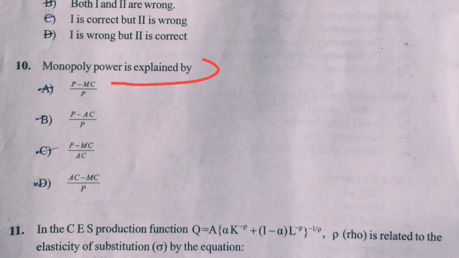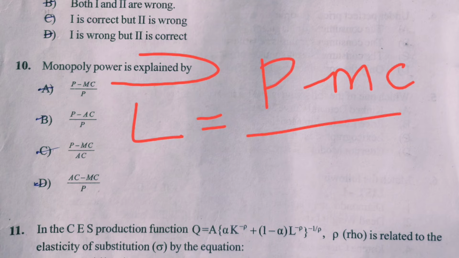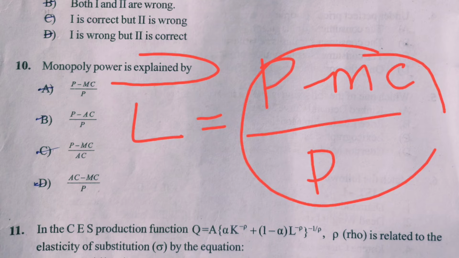Now monopoly power is explained by, so we know that Lerner's index is used to measure the monopoly power, which is equal to price minus marginal cost upon price. So I guess it should be A option here.